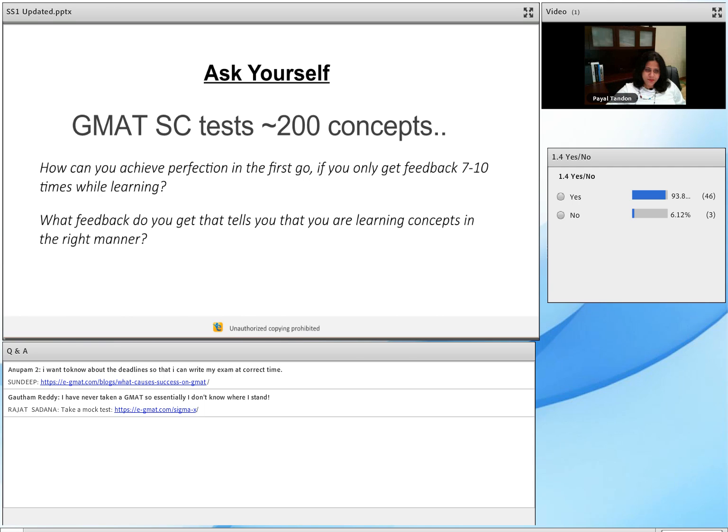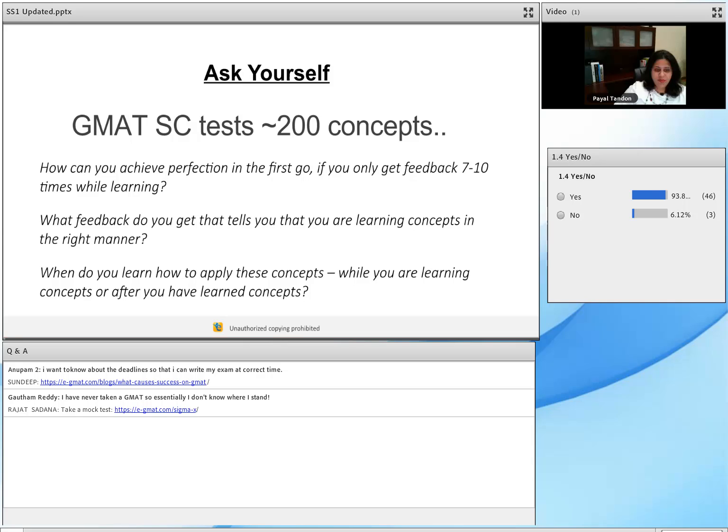Now, the other part is, what feedback do you get today that tells you that you're learning concepts in the right way? As far as I understand, most of you prepare using books or using material available on the internet or maybe some other online courses. And again, you learn in a linear manner. You continue learning concepts. You don't get that feedback, right? And that is where the problem is.